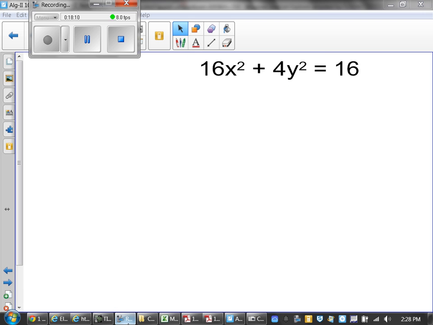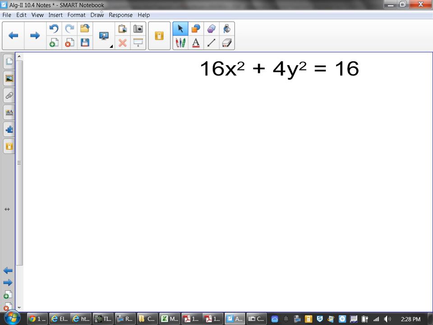Same idea. 16x squared plus 4y squared equals 16. First thing I'm going to do is make it equal 1.